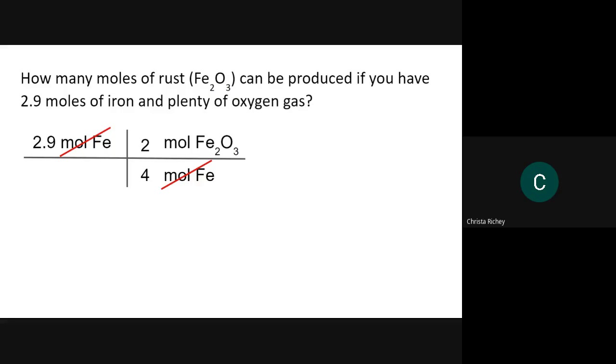The calculator will still do everything if you put it in correctly. I would do 2.9 times 2 divided by 4, which I still have to check myself to make sure I didn't make another mistake. 2.9 times 2 divided by 4. And when I round to 2 sig figs, 1.45 rounds up to 1.5 moles of the iron trioxide, or the rust. This is all we are doing today.